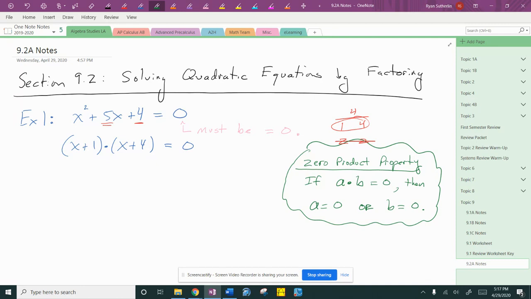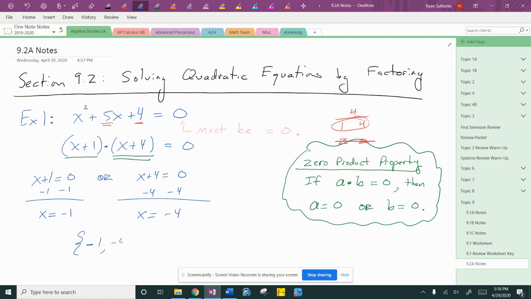So how do we use that for this problem? Well, I have two things, x plus 1 and x plus 4, that I'm multiplying and they equal 0. So that means x plus 1 equals 0 or x plus 4 equals 0. And now we just solve each equation. Here, subtract 1 from both sides. I get x equals -1. Here, subtract 4 from both sides, and I get x to be -4. So this is equal to 0 at -1 or -4. And that's how I would report my answer.